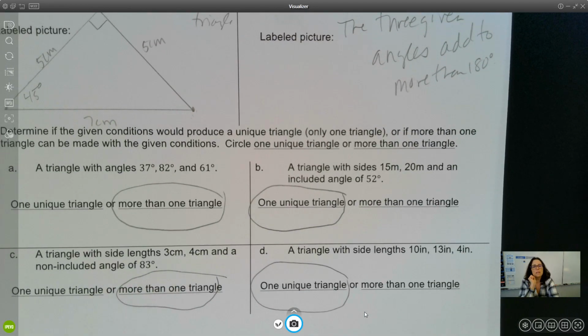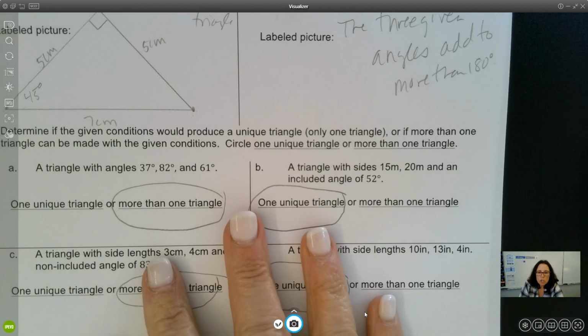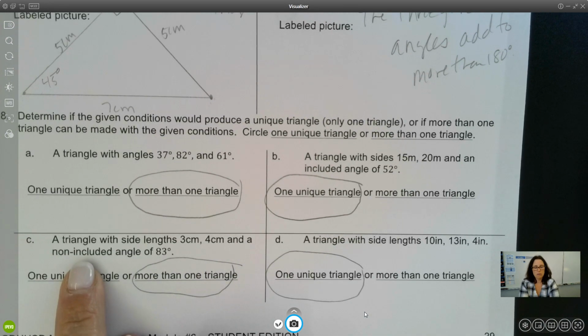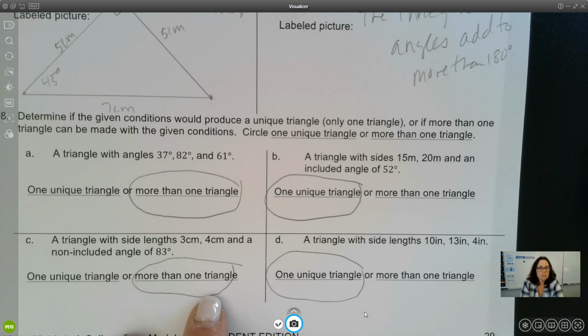Okay, here's something that you need to understand. Anytime you're told a situation with the word included, that is a very specific recipe on how to build a triangle. You're all going to build the same one. It's one unique triangle. Anytime you're told non-included, okay, that gives you some choices. That gives you some options. So we're going to have different looking triangles within our group. So that's more than 1.